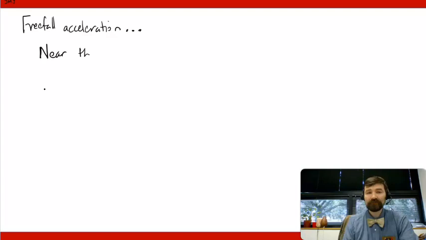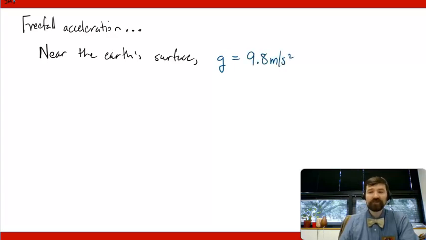So near the Earth's surface, g has a value of 9.8 meters per second squared. And how near do you have to be to the Earth's surface? Well, you need a little more background in forces and gravitation to get that, but if you're within a few miles of the Earth's surface, this 9.8 meters per second squared number is basically correct.